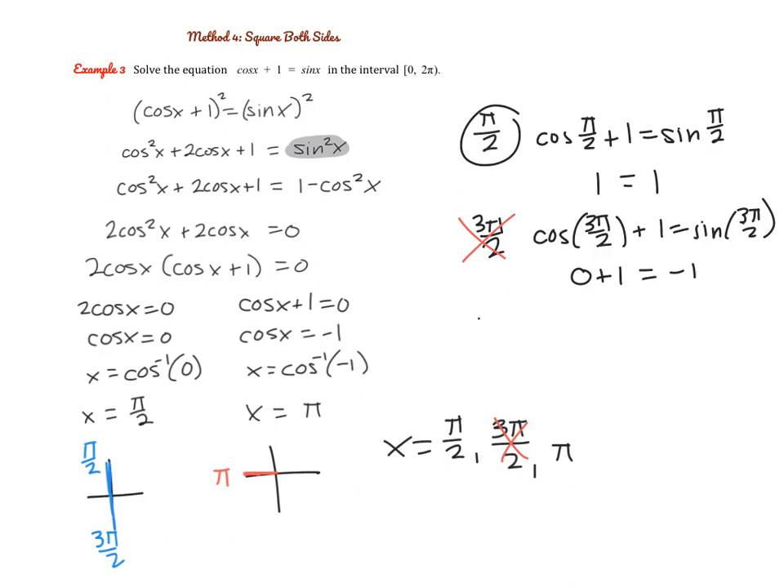Okay, last, let's check pi. So the cosine of pi plus 1 equals the sine of pi. So the cosine of pi would be -1, and the sine of pi is 0. And 0 does equal 0, so that is a solution. So it turns out that our only 2 answers here are pi over 2 and pi.